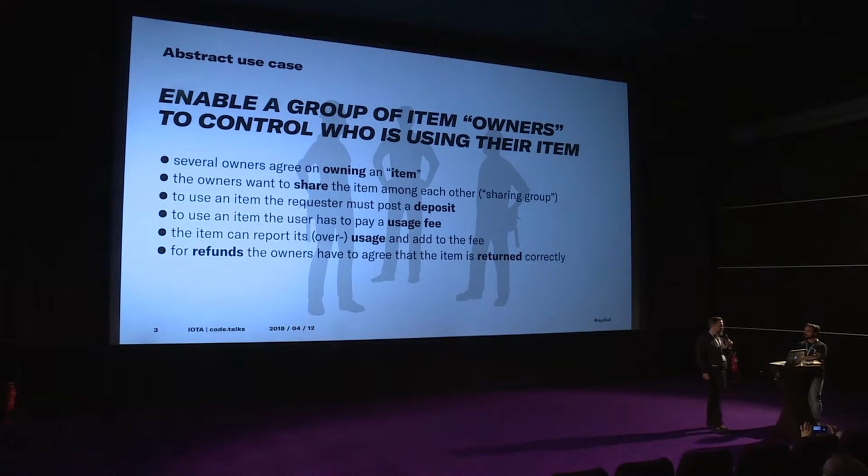To use an item, the requester who wants to use the item must post a deposit. The user also has to pay a usage fee. I mean, this is quite obvious. If you use something, it should cost something, I would say. This is how the world is working mostly. The item can report its usage or maybe even the overusage and add that overusage to the fee. So in the end, you pay for what you use.